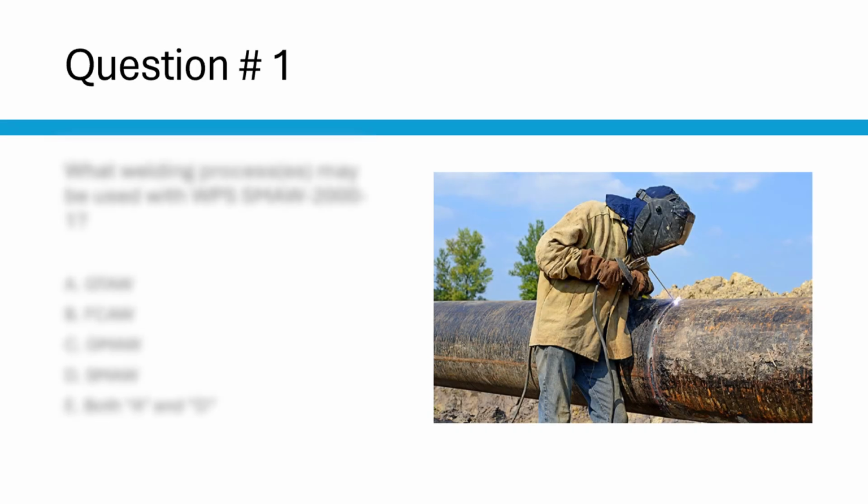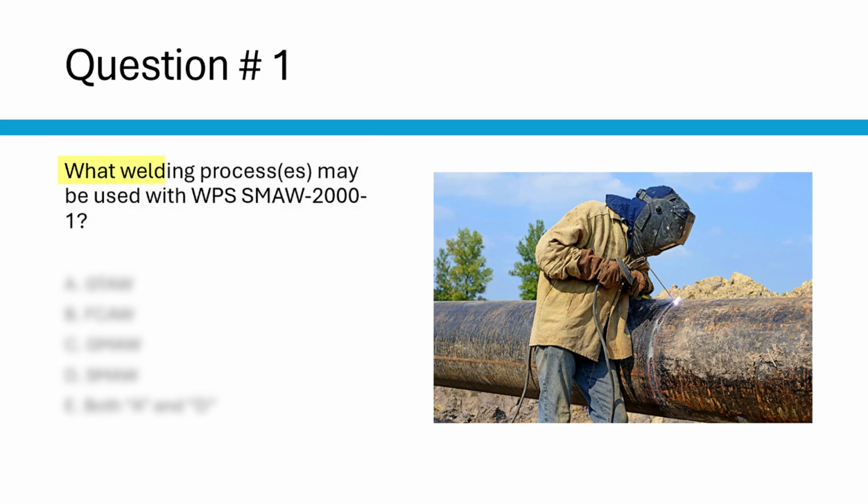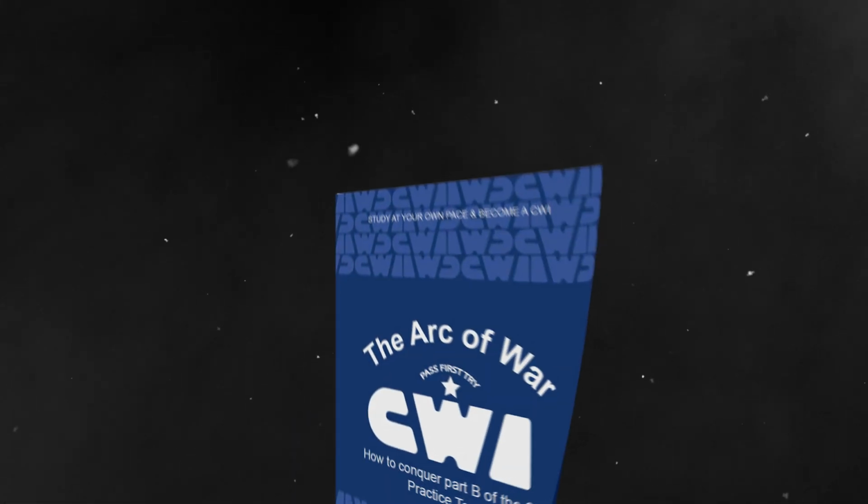Okay, so here are the first set of questions that you guys may encounter during your Part B exam. Question number 1. What welding process or processes may be used with WPS SMAW-2000-1? A. GTAW, B. FCAW, C. GMAW, D. SMAW, or E. Both A and D.